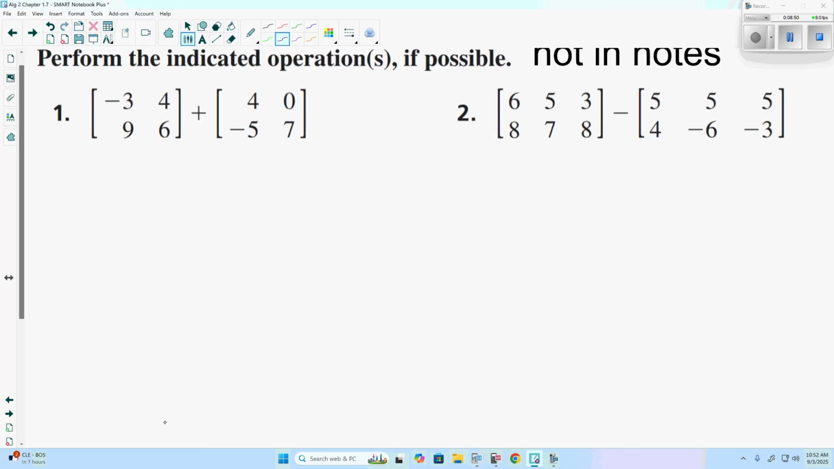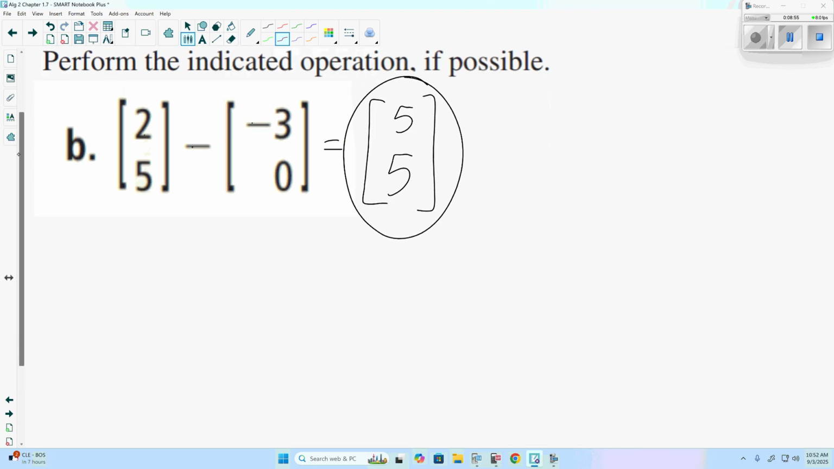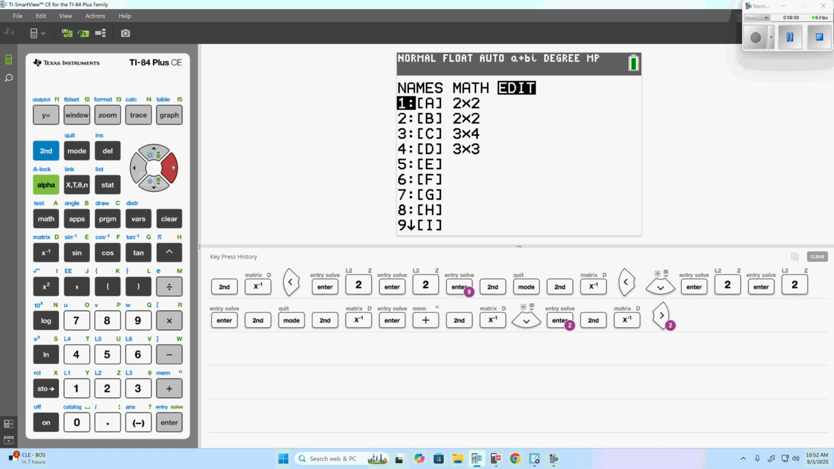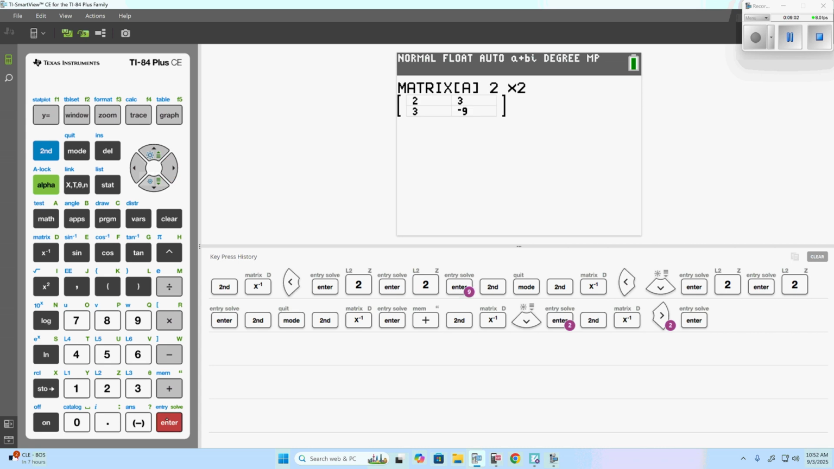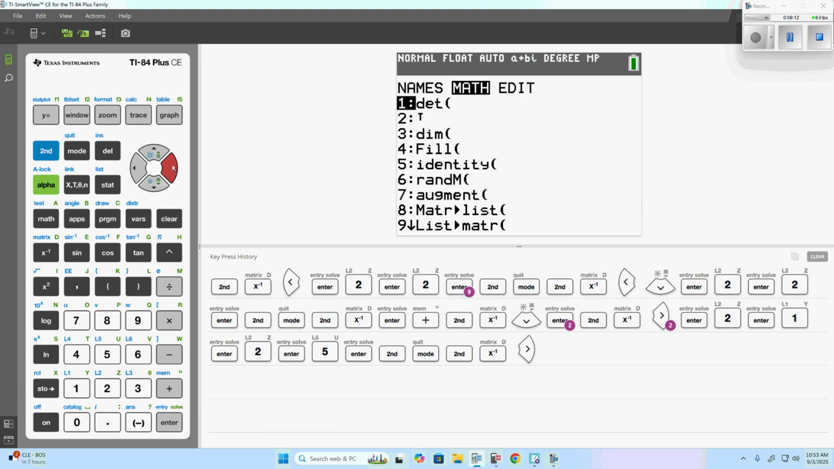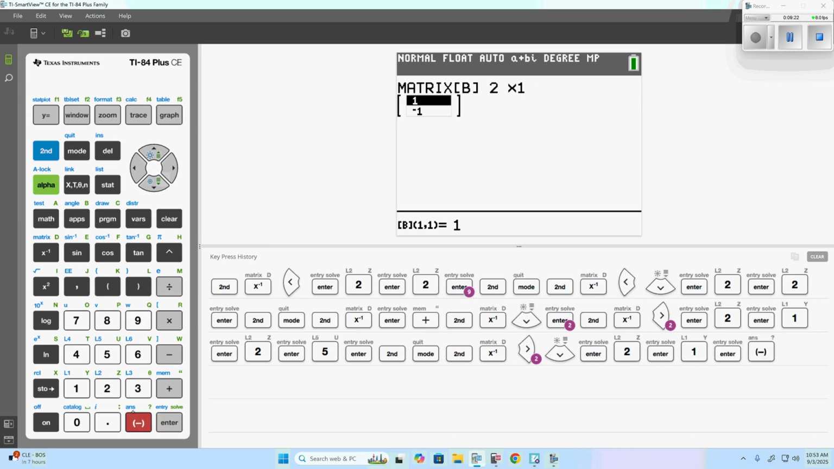Now, if we look at the previous one, not that one, this one. If we were to type it in, we'd go second matrix over to matrix A and say edit. This one here is a 2 by 1, and it is 2, 5. Second quit, second matrix. Now this time, since we have two different matrices we want to type in and work with, we'll set the second one as matrix B. It is also a 2 by 1. It is negative 3, 0.